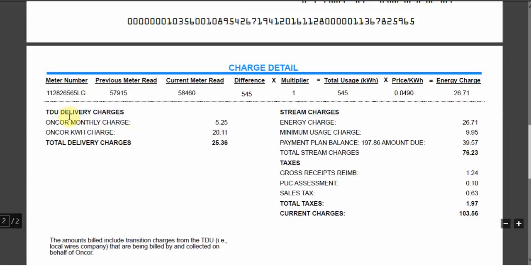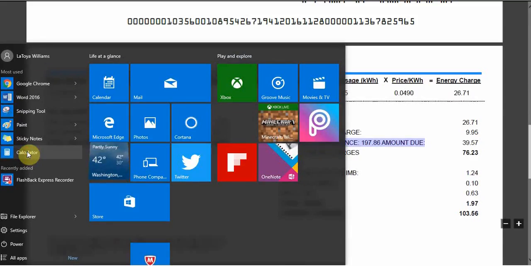Okay. The portions of a bill that you cannot control are the TDU delivery charges and the taxes. These things are outside of your control. The only things you can control are your usage and the rate at which you pay. The only part you and a customer can control is your usage and the price per kilowatt hour. All right. This bill includes a minimum usage charge and a payment plan as well. I will break those down and give you calculations as if those items were not there.